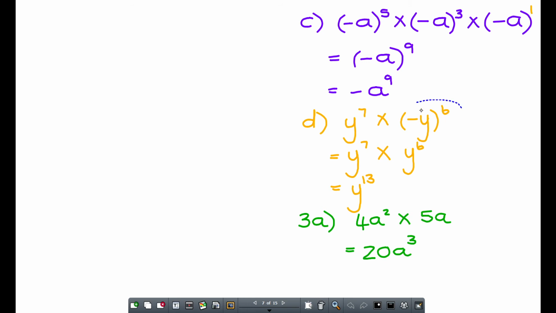I first got to get rid of the brackets here. So minus y to the power of 6. That to the power of 6 applies to everything inside the bracket, meaning the minus and the y. And minus multiplied with itself 6 times, because it's an even number, will give me a positive answer. And then y to the power of 6. Who doesn't understand that part?